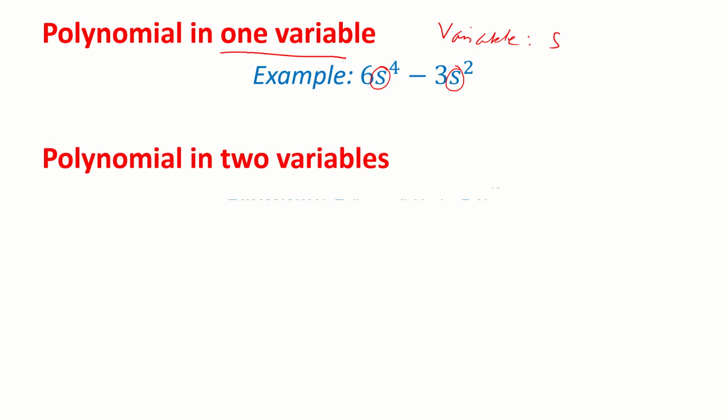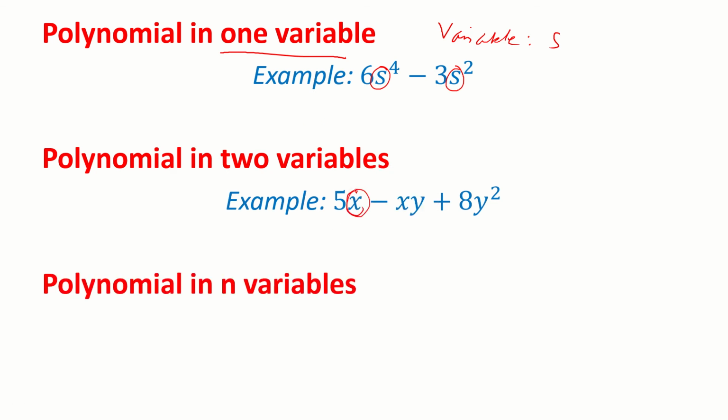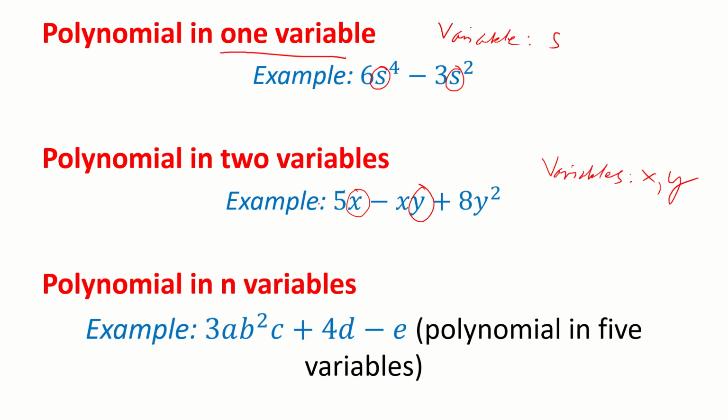We say polynomial in two variables if there are two variables involved. So, here, we are involved with x and y. So, the variables are x and y. So, there are two variables. And if it's more than 2, we say polynomial in n variables. So for example, we have here 3ab squared c plus 4d minus e. The variables are a, b, c, d, and e. So there are 5 variables. So we say a polynomial in 5 variables. If there are 6, polynomial in 6 variables.